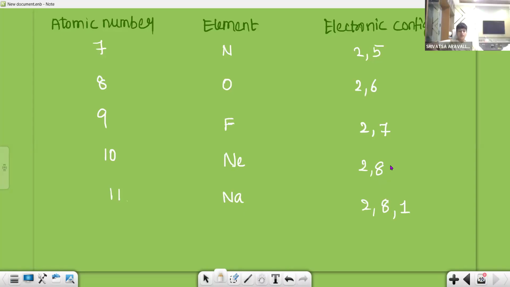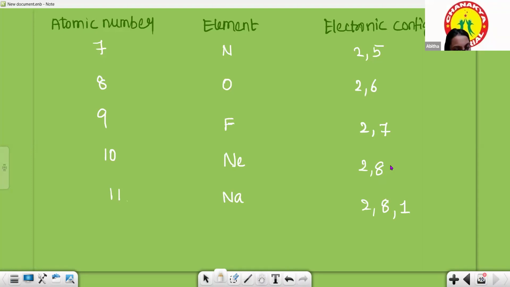If you have a box where you can fill only 8 chocolates, you can fill only 8 because the capacity of that box is only 8. If you have another extra chocolate, you will fill it in the next box. The same thing here. The capacity of the second orbit is only 8 and the next electron goes into the next orbit, that is the third orbit. So 2, 8, 1.